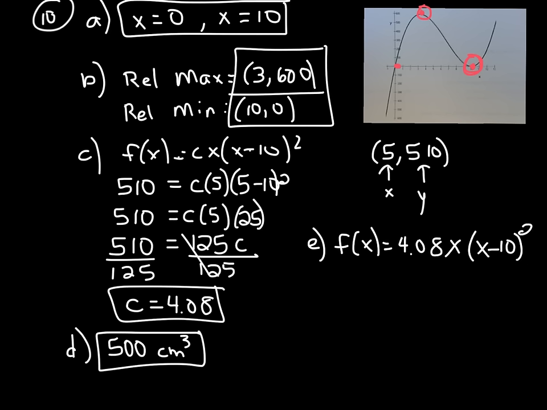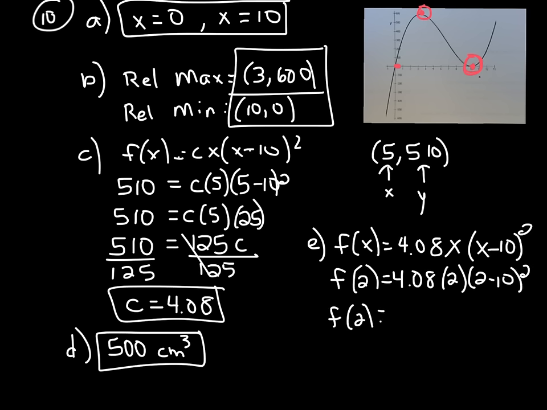So if we're looking for the volume when the radius is 2, we want to substitute an x value of 2. So we're looking for f of 2. All right, so that's going to be 4.08, and replace all these x's with 2's. Okay, now, what you can do is you can really just plug this entire thing into your calculator, and I would do it all at once.